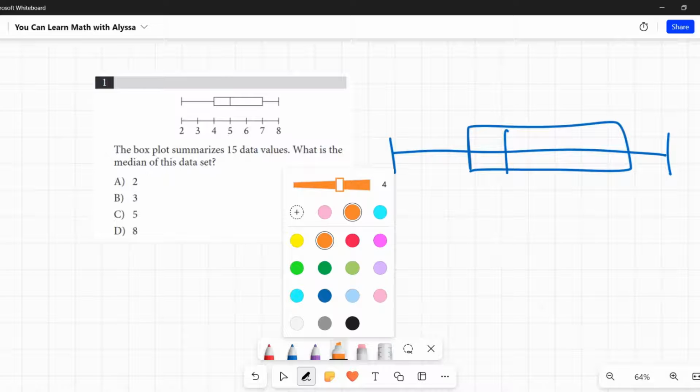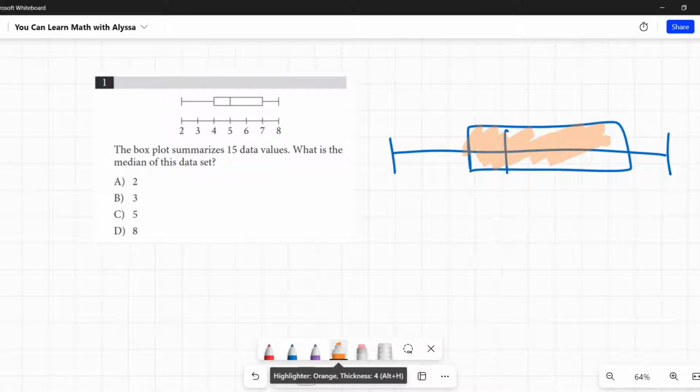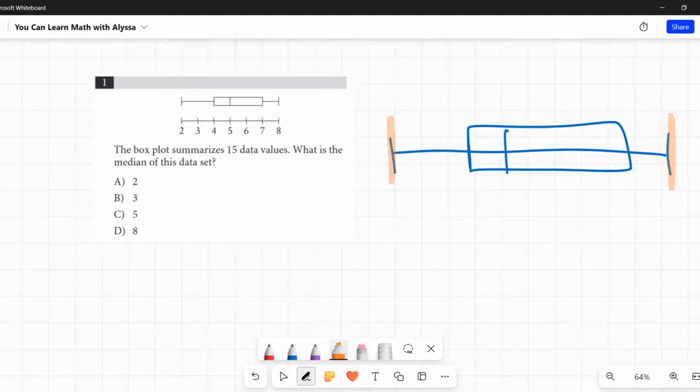Why not? This area here inside the box represents 50% of the data. This line here in the middle of the box represents the median, and this is the minimum and maximum of the data. So they want to know what is the median of the data set, and here it is. It is 5. C is my answer.